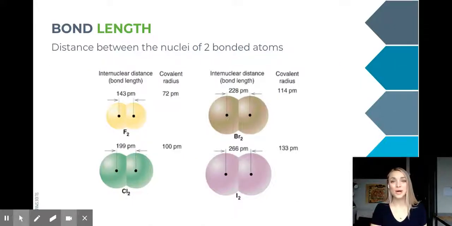Again, similarly to ionic compounds, we can talk about the distance between 2 nuclei. In this case, when we're talking about a covalent bond, we're discussing the bond length, which is the distance between the 2 nuclei of bonded atoms. And of course, bond length is definitely going to depend on the size of the nuclei that are involved in the bonding, as well as some of the repulsive forces of those nuclei and the repulsive forces of those electron interactions.